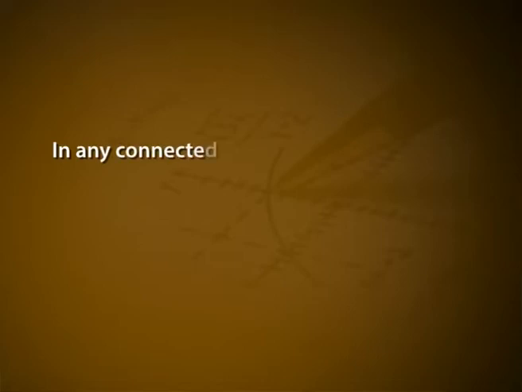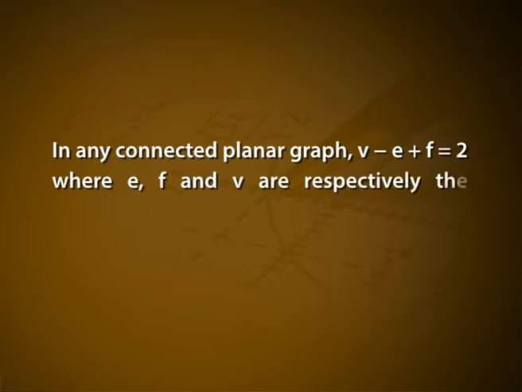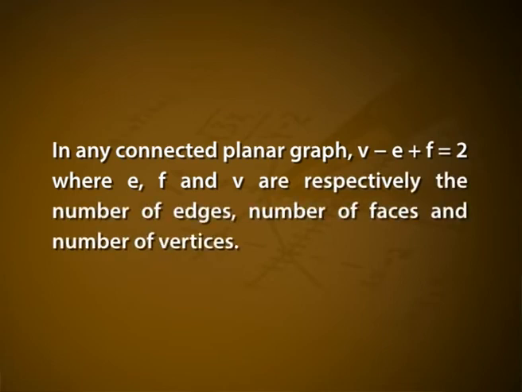Planar graphs have interesting geometrical properties also. The following theorem due to Euler is one of the most popular ones in graph theory. The theorem states that in any connected planar graph, V - E + F = 2, where E, F and V are respectively the number of edges, number of faces and number of vertices. The equation in the theorem is called Euler's formula. A graph that does not satisfy Euler's formula will be non-planar.